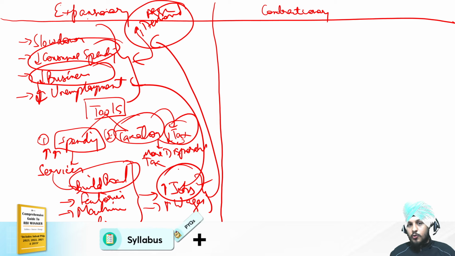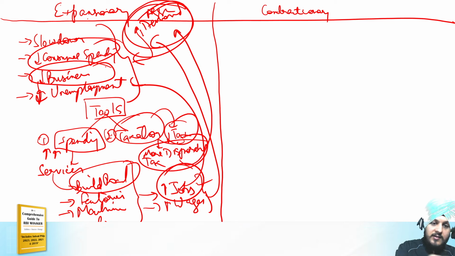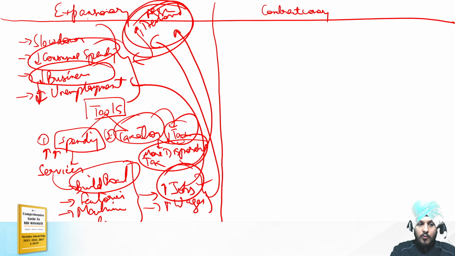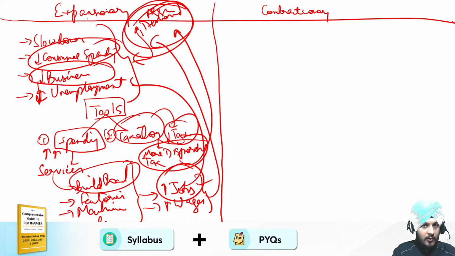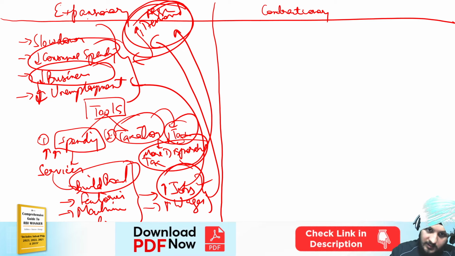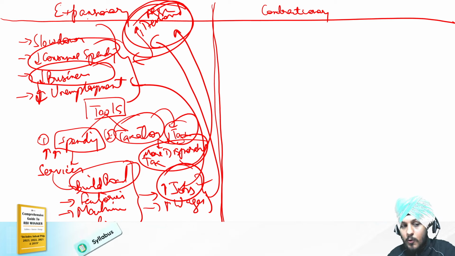So when the consumers have more disposable income, that is more money to spend, then that will also increase the demand in the economy. So I hope you're getting my point, how the expansionary fiscal policy plays a role in order to deal with the challenges, and how the government uses its tools in expansionary fiscal policy in order to meet its objectives. The opposite of this happens in the contractionary fiscal policy.